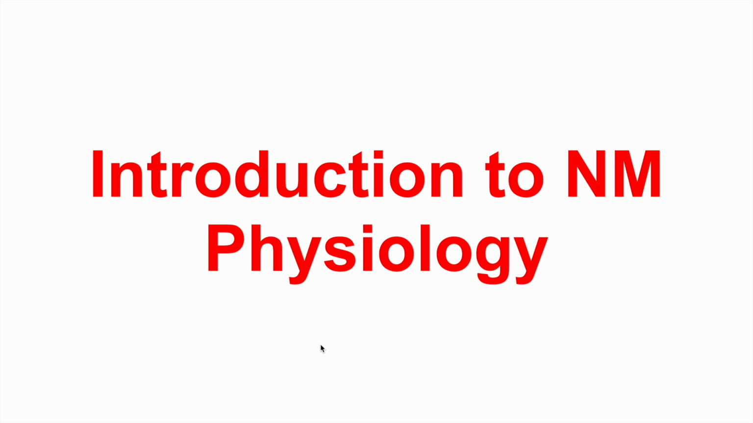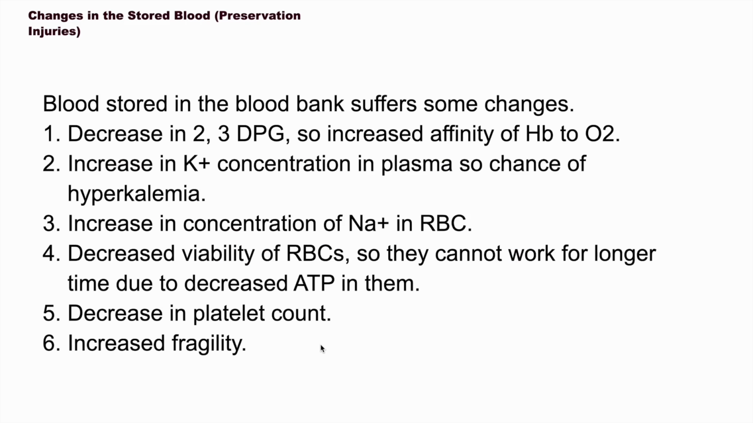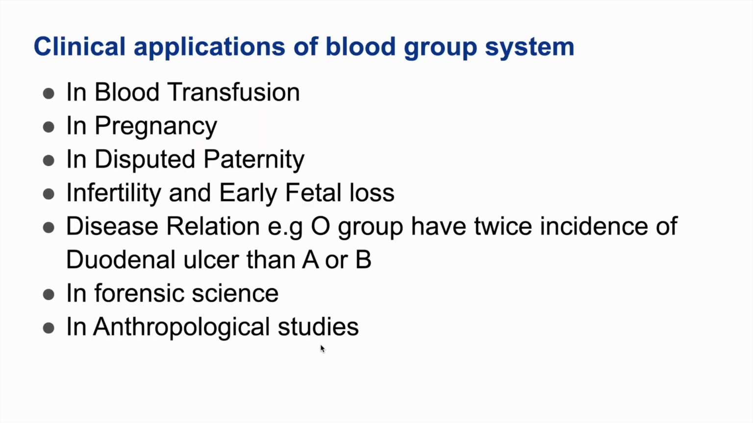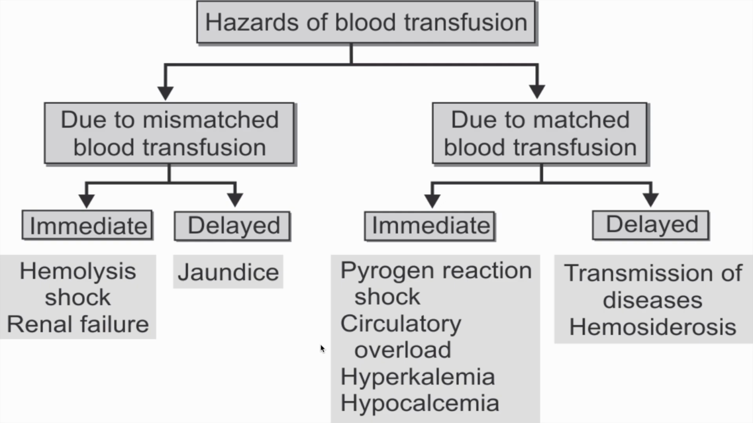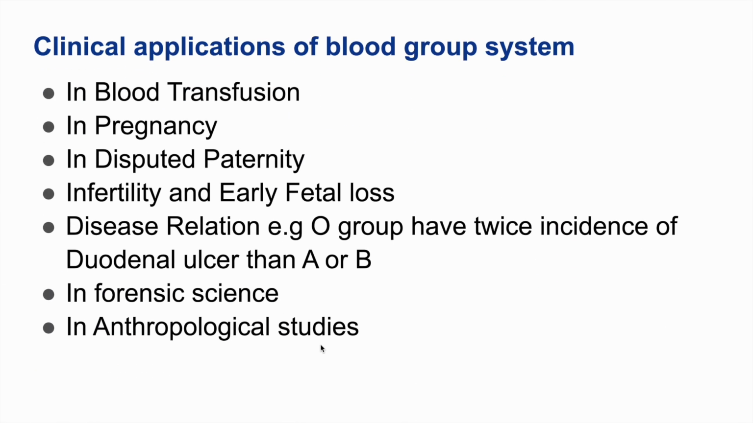So with this I have completed the topic of blood bank, and the other one is blood transfusion. In case of hazards of blood transfusion, already in part 1 on blood groups I explained in detail the Rh system producing erythroblastosis fetalis, whereas ABO incompatibility causes immediate and delayed effects.